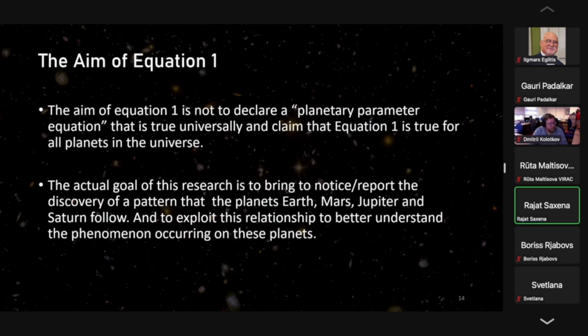Moving on to the actual aim of equation 1, like why. The aim of equation 1 is not to declare a planetary equation that is true for all planets across the universe. The actual goal of this research is to report the discovery of a pattern that the planets Earth, Mars, Jupiter, and Saturn follow, and exploit this pattern or relationship to better understand the phenomena that occur on these planets. So that's the basic goal of this entire work.